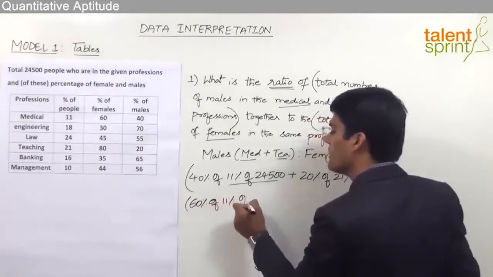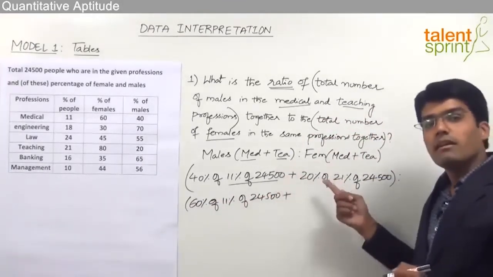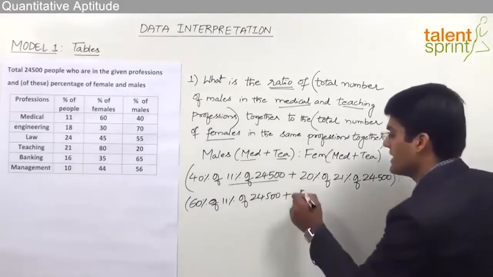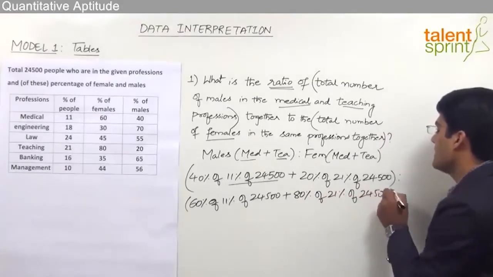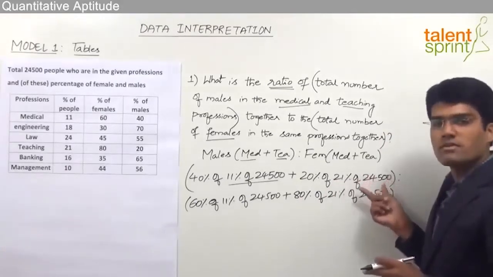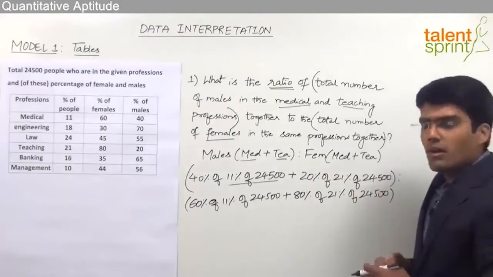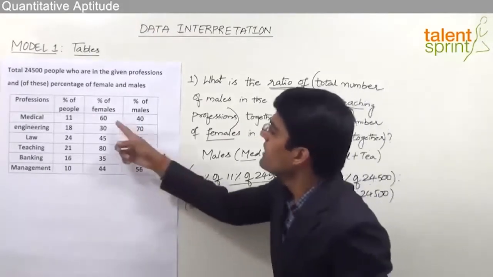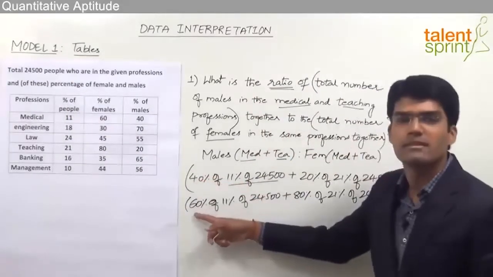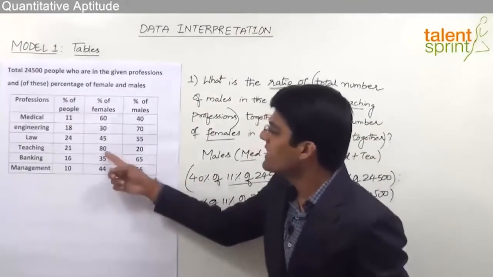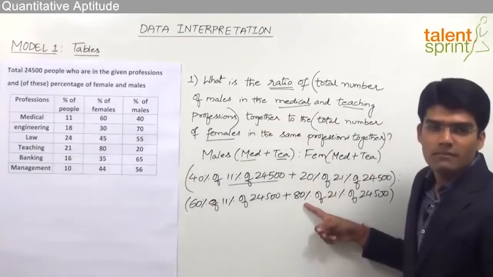Plus, if 20% are males in the teaching profession, the remaining 80% will be females in the same profession. So we can say it is 80% of 21% of 24,500. And again, the second part remains the same. 21% of 24,500 is the total number of people in teaching. So whether it is for males or for females, the total will remain the same. So the point that we have seen is, instead of looking again at how many are females, 60% of 11% of 24,500, directly we can say if this is 40, this should be 60. Likewise, instead of referring to the table again and checking that this is 80%, directly we can say that if it is 20% here, then 80% will be for the females.